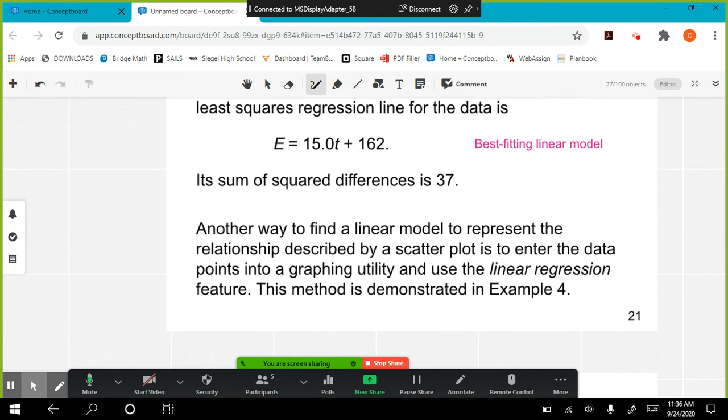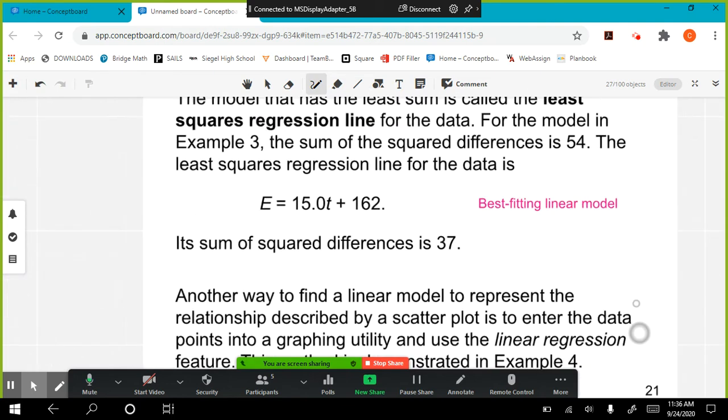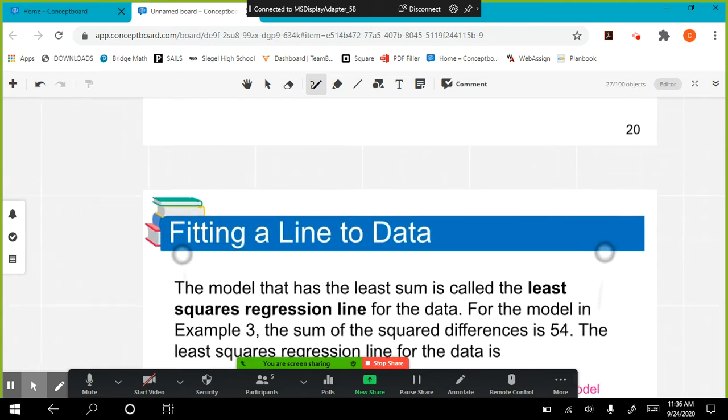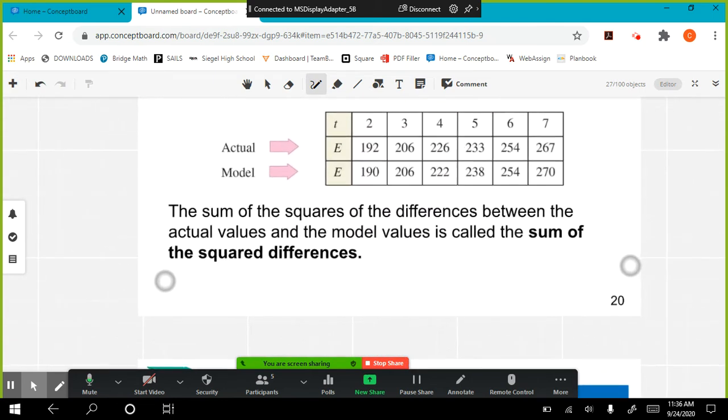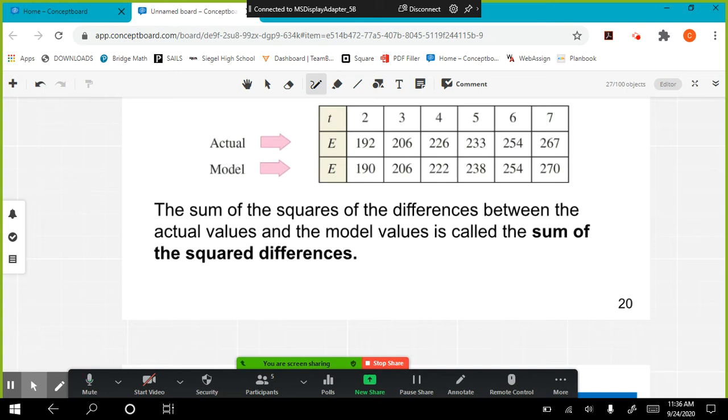Another way to find a linear model to represent the relationship described by the scatter plot is to enter the data points into a graphing utility. So what they're saying is, and we're not really going to get into this, so I'm not going to spend a lot of time on it, the sum of the squares of the differences, what they would do is find the difference between these two. The difference is 2, the difference is 0, the difference is 4, the difference is 5, 0, and 3. And then they would square all these. 2 squared is 4.